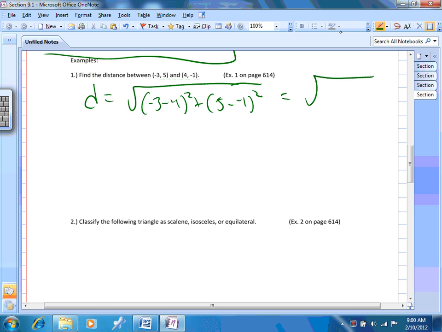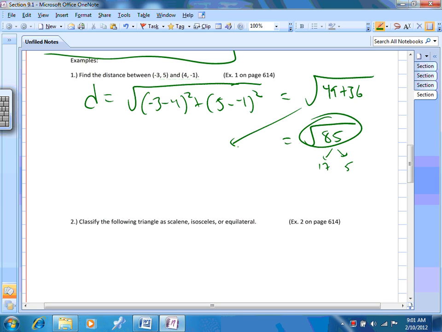Get root 49 plus 36, which would be root what? 85. Can I pull any factors of it that are perfect squares? We check real fast. 5 and 17, but those are not, so it's not going to work. So it's root 85.